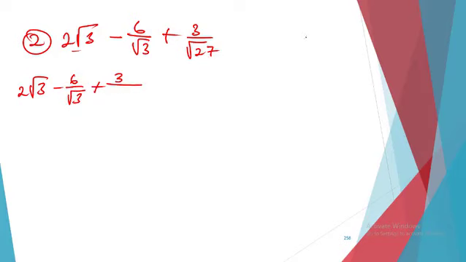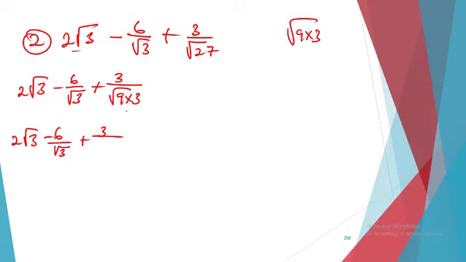what's our 27 here? Remember, 27 is something as 9 times 3, right? So we have root 9 times 3. We have 2 root 3 minus 6 over root 3 plus 3 all over, what's the square root of 9? 3 root 3. Okay, so we've gotten 3 root 3. At this point, is there any other thing we can do? This 3 can eliminate this 3 to give us 1 here. Is that correct? So we then have 2 root 3 minus 6 over root 3 plus 1 over root 3.